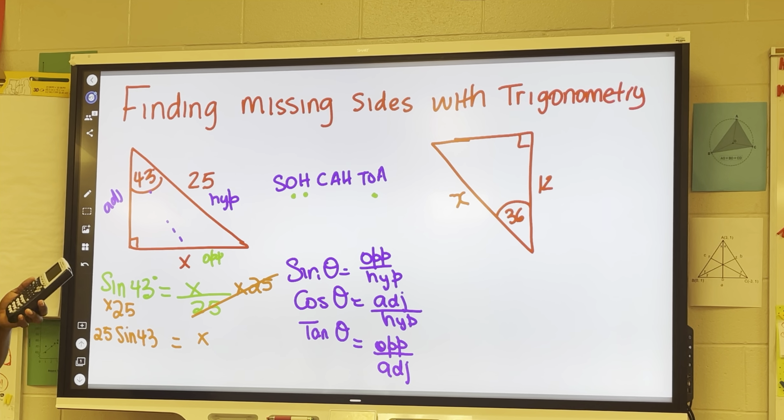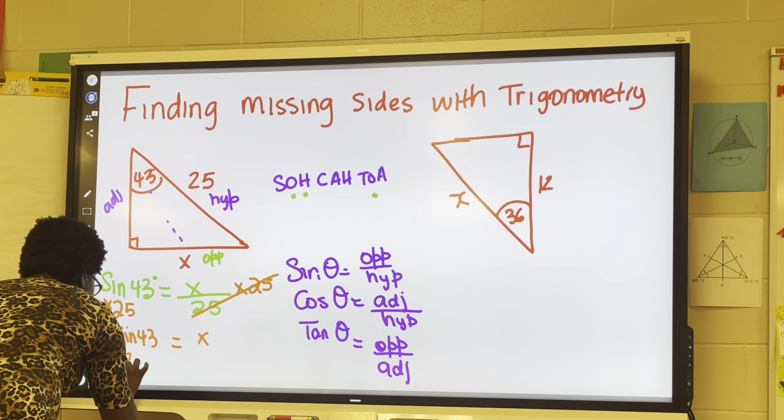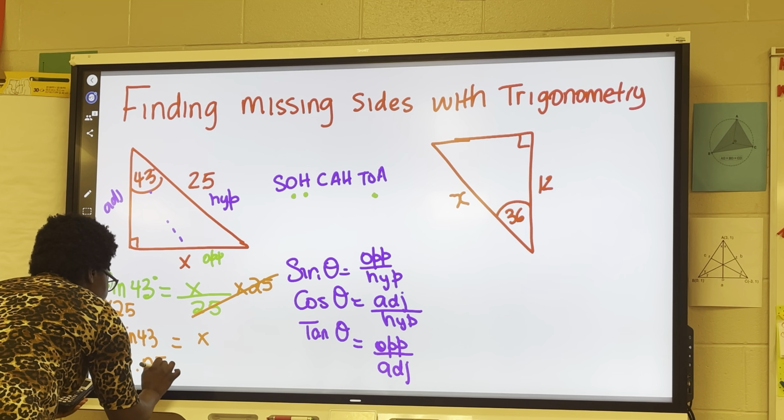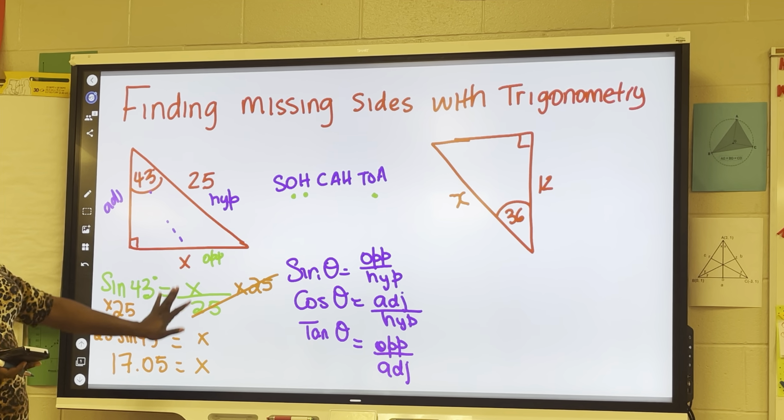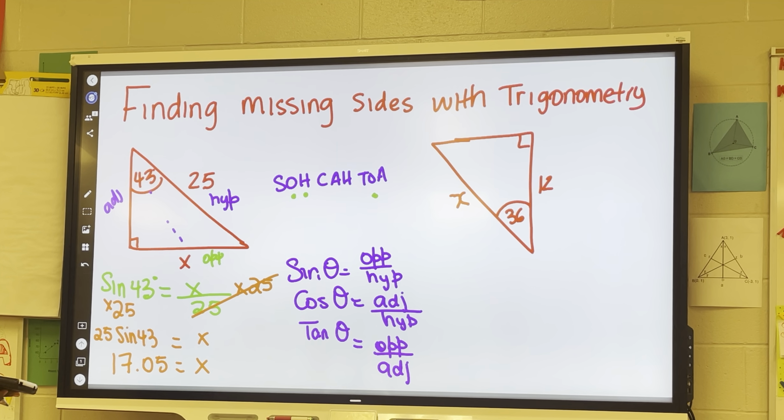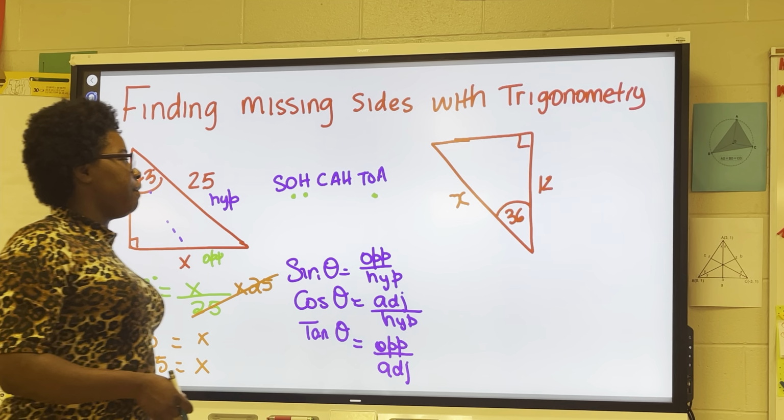And this is equal to 17.049. I'm going to go with 17.05 to 2 decimal places. So 17.05 is equal to x. And that's my missing length here, which is my opposite side. And that's how you find that one.